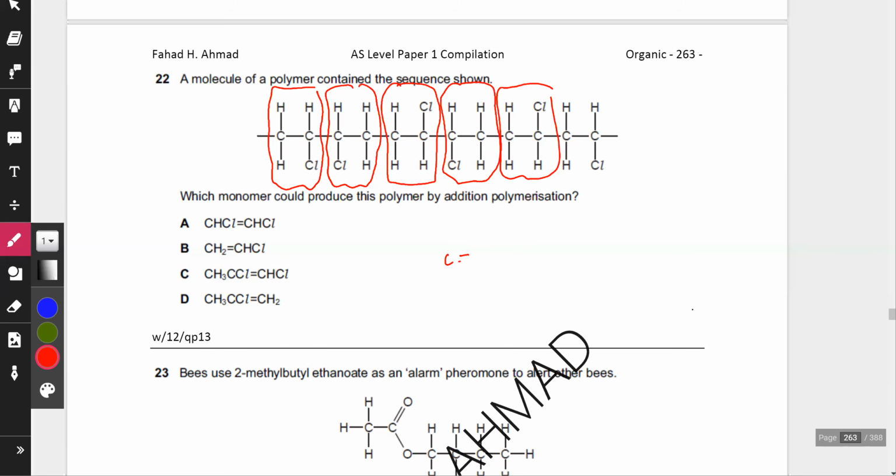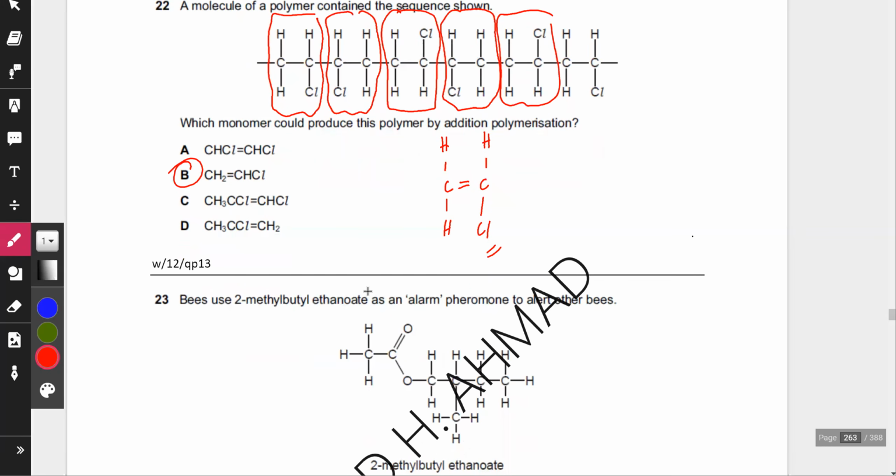Each one of them is going to be an ethene molecule with one Cl. That is what the monomer is going to be, which means it's going to be CH2 and CHCl. So it's going to be B. Each one is the same. It's just that one is upside down, one is laterally inverted or horizontally flipped around, but they're exactly the same. The Cl might be pointing upwards, the Cl might be pointing downwards, so they would be flipped around versions, but they're exactly the same. Hence, it's B.